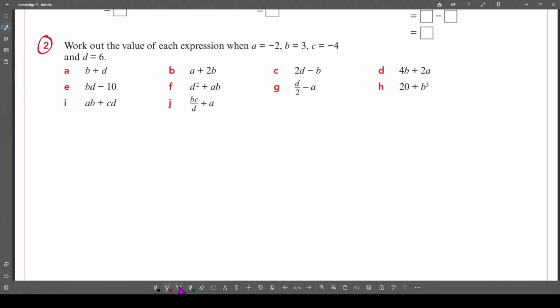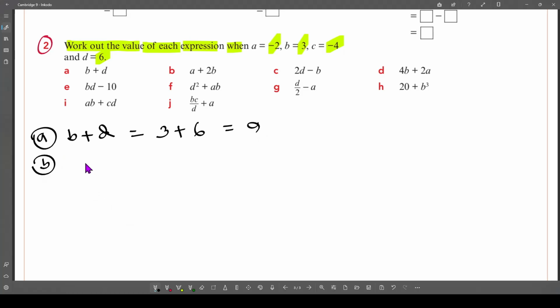Now number 2. This one is also similar. Work out the value of each expression when a equals minus 2, b equals 3, c equals minus 4 and d equals 6. So first one, number A, b plus d. So b means 3 plus d means 6. So the answer is 9.